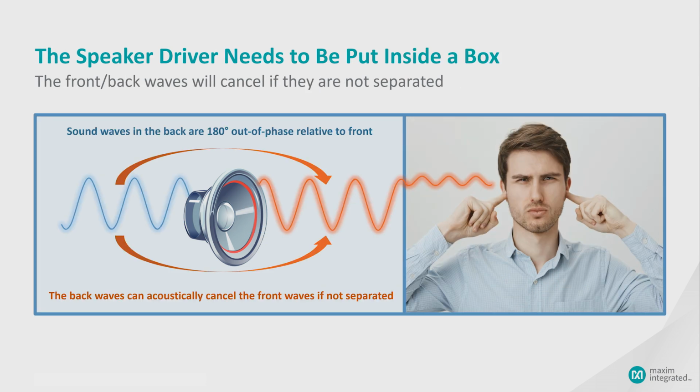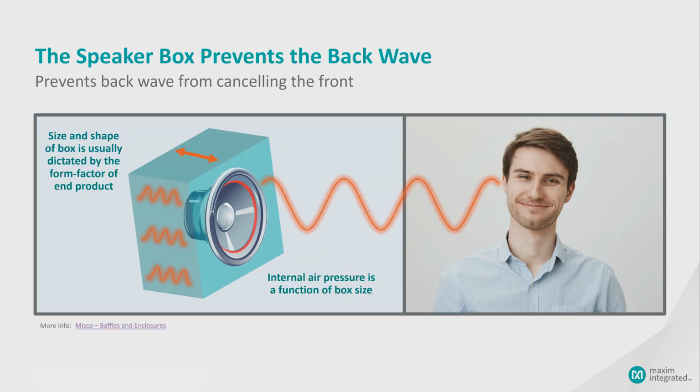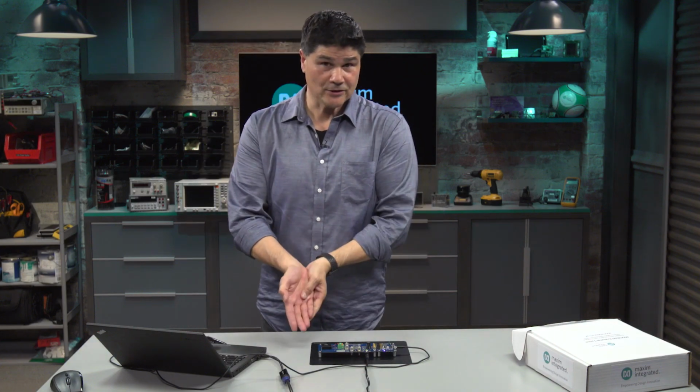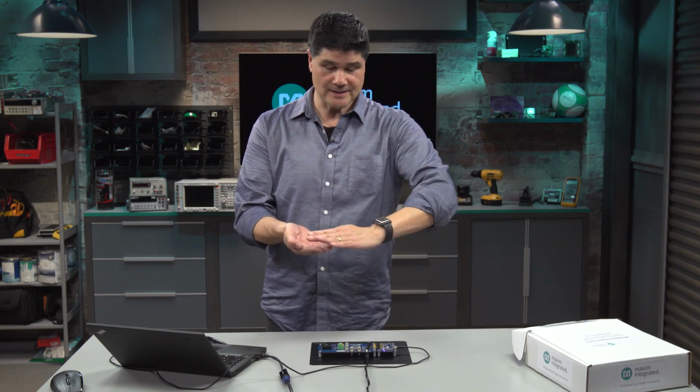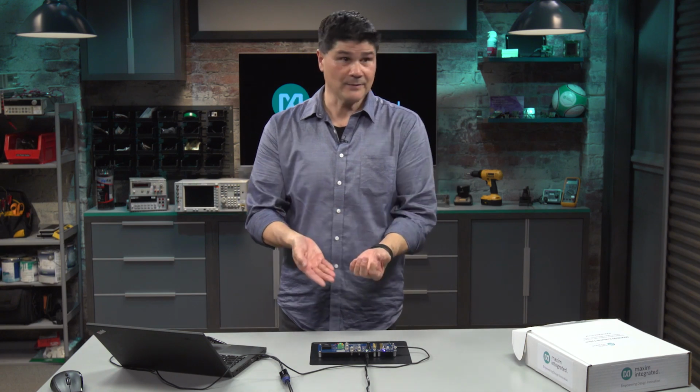If the speaker driver is by itself, then the front waves and the back waves are allowed to cancel, because the back waves aren't separated from the front, and they can go around and cancel out, and the end result is not very good quality sound. So for that reason, you put the speakers in a box, and that separates the front wave from the back wave, which gives you much better sound. However, it must be noted that in microspeakers, typically the design of the device, the form factor, dictates the size of the box that the microspeaker goes into, and that affects the performance and the response.